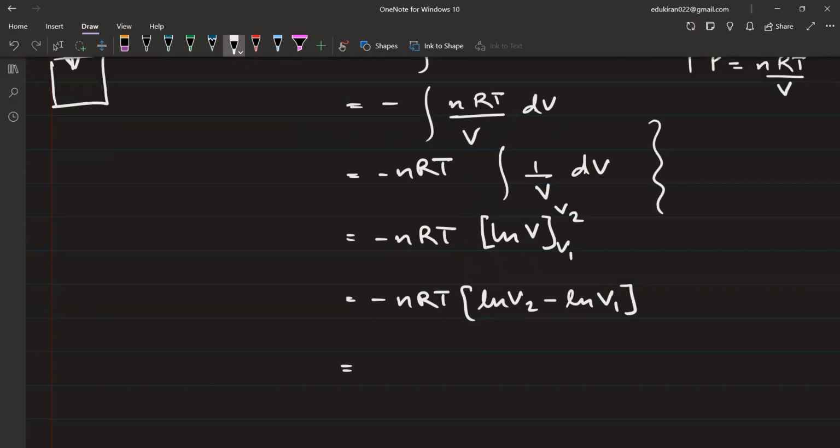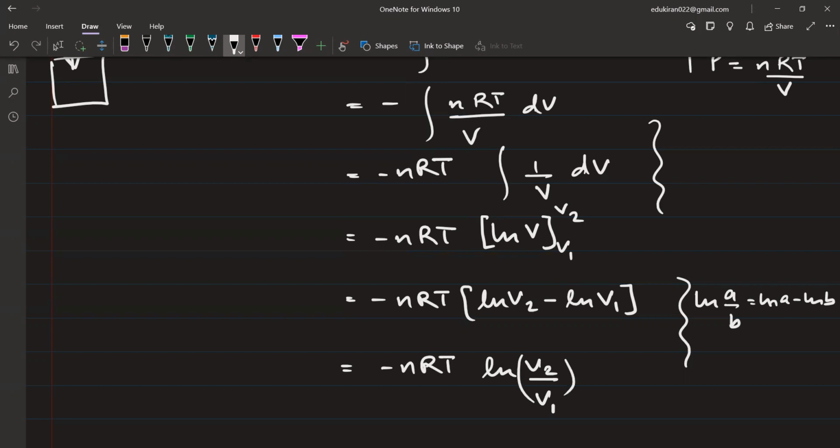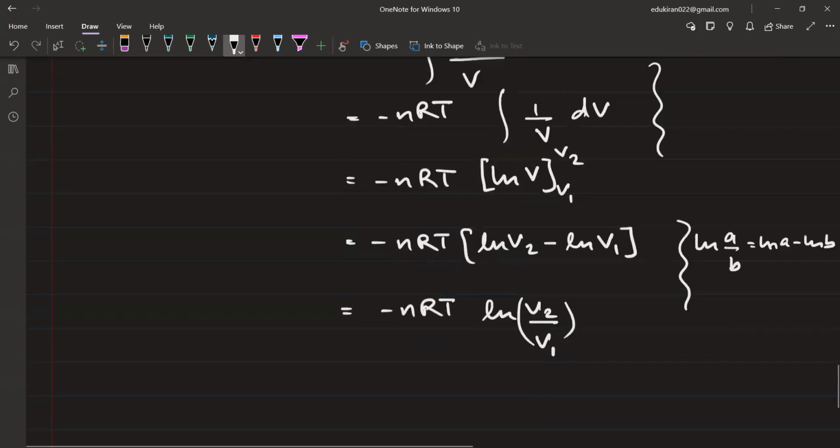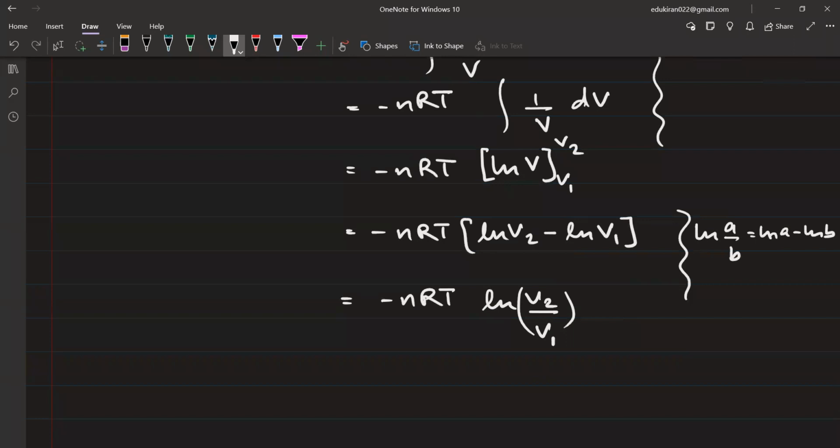After this, there is again a formula in which we write ln A upon B as ln A minus ln B. So we can write ln V2 minus ln V1 as ln V2 upon V1. So minus nRT ln V2 upon V1. And ln is the natural log.